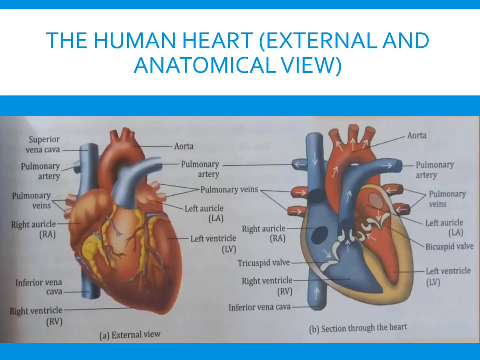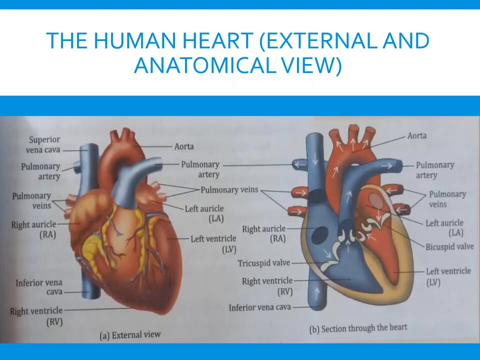Students, I want to share the diagram of the human heart, external and anatomical view. So here you can see the different positions of the left and right auricle, the left and right ventricle also, and the position of the different valves in the human heart. You can also see the superior vena cava, inferior vena cava, and how the pulmonary artery and pulmonary vein carry the blood. So keep that in mind.